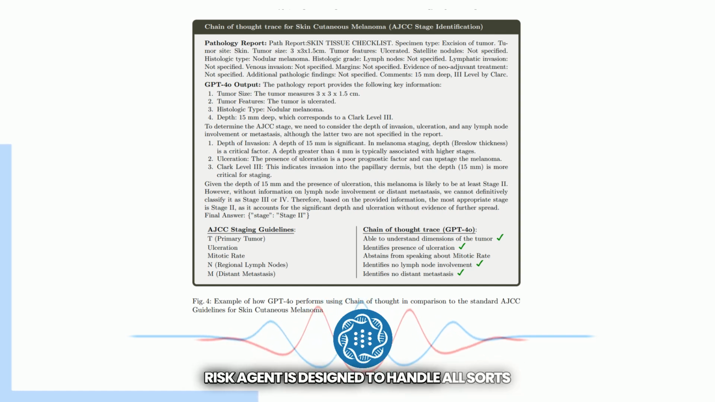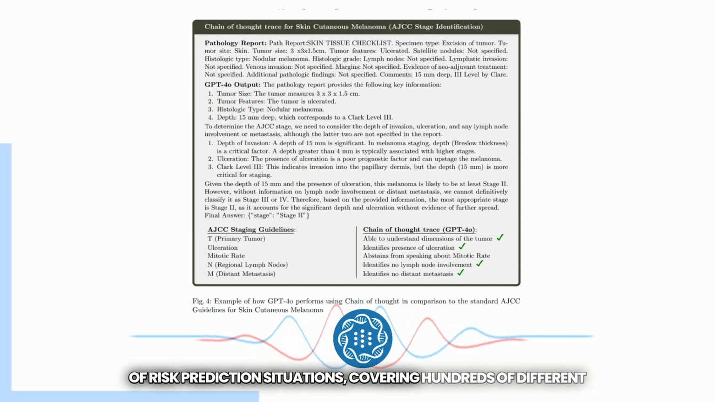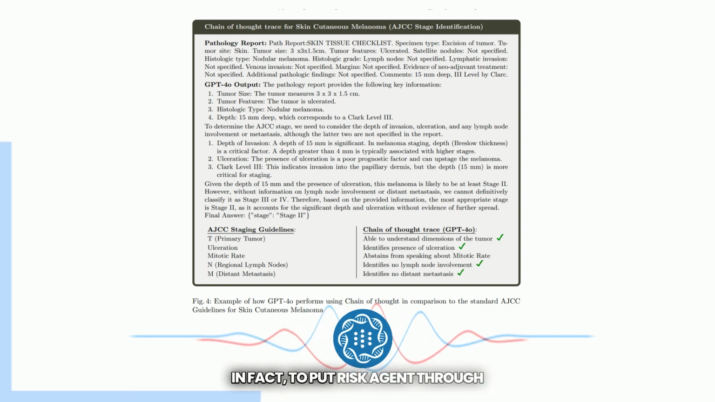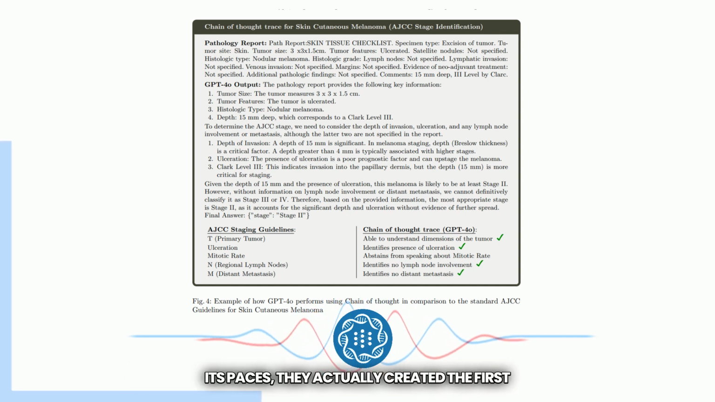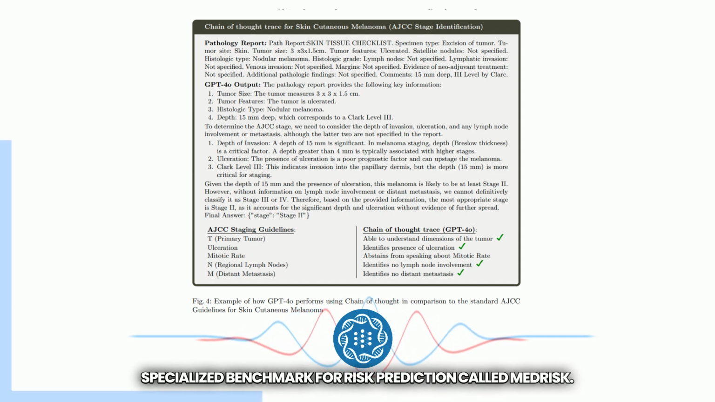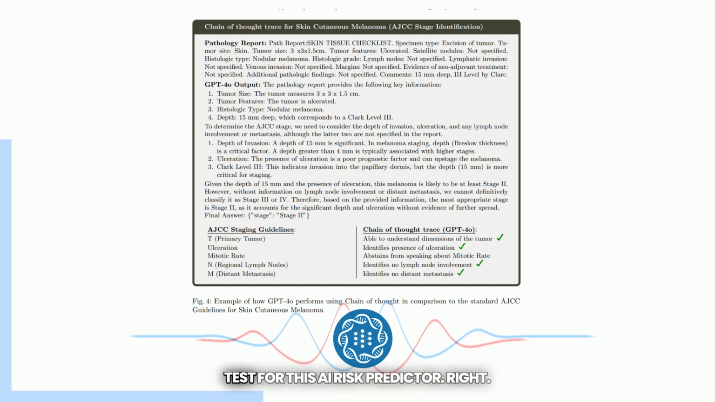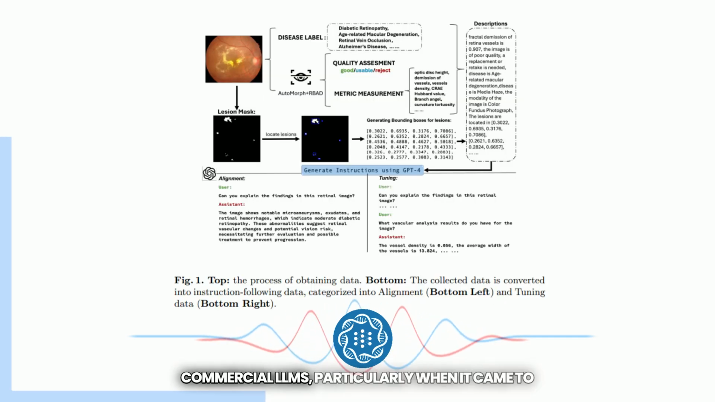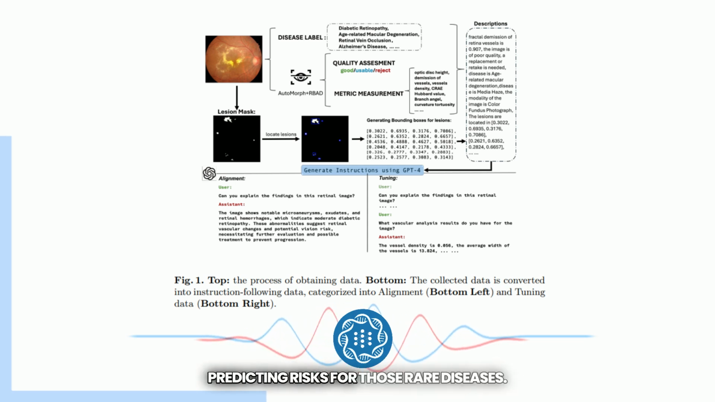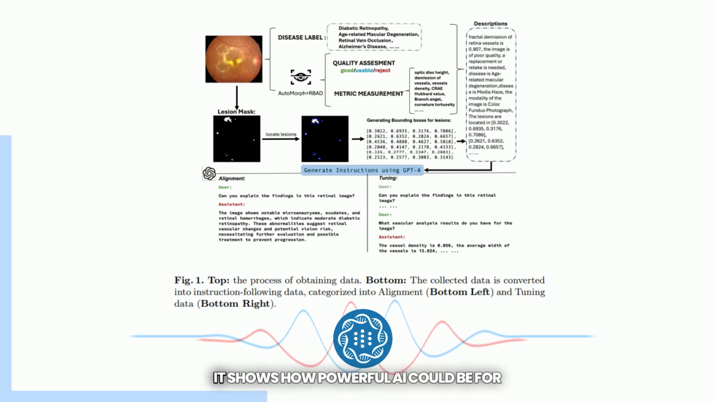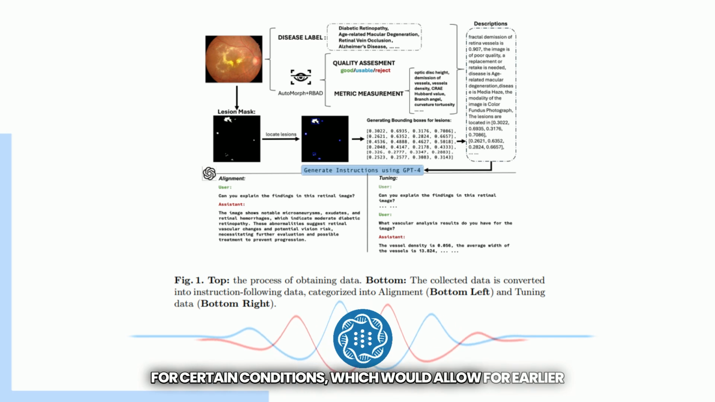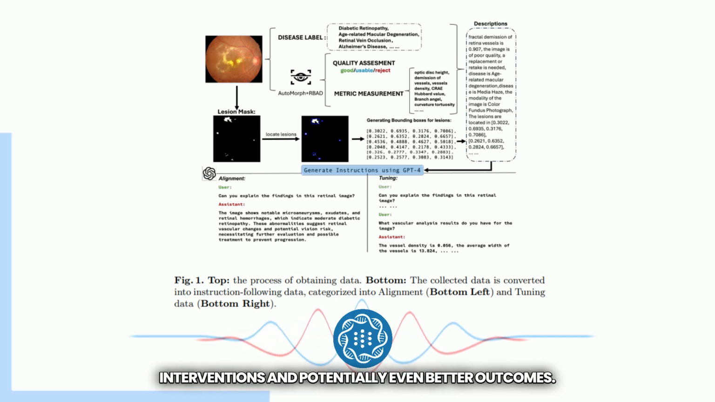You got it. Risk Agent is designed to handle all sorts of risk prediction situations, covering hundreds of different risk factors for different diseases and medical specialties. In fact, to put Risk Agent through its paces, they created the first specialized benchmark for risk prediction called MedRisk. So it's like a big comprehensive test for this AI risk predictor, right? To see how it measures up. Exactly. And Risk Agent did incredibly well. It actually outperformed some of the top commercial LLMs, particularly when it came to predicting risks for those rare diseases. That's seriously impressive. It shows how powerful AI could be for identifying patients who might be at higher risk for certain conditions, which would allow for earlier interventions and potentially even better outcomes.